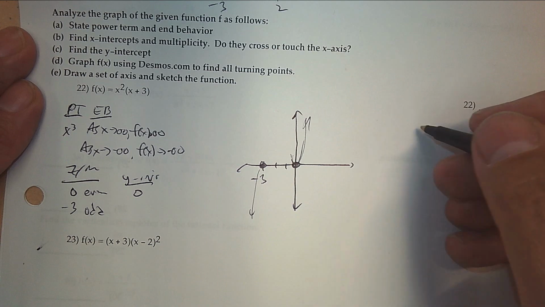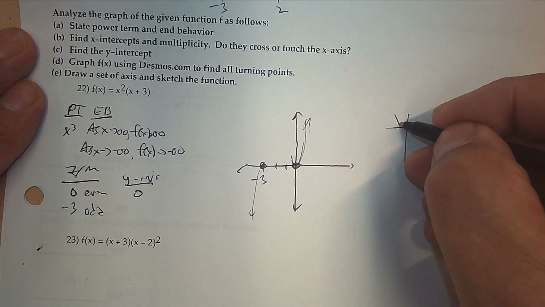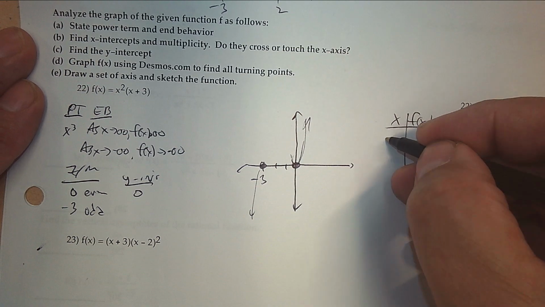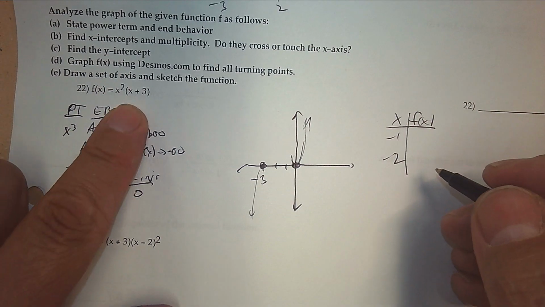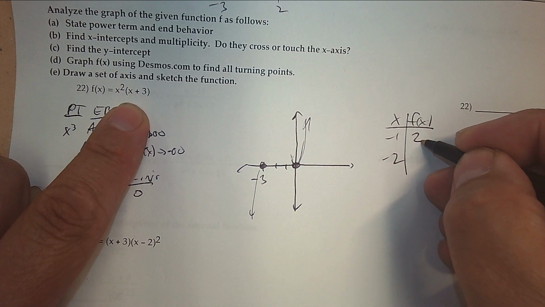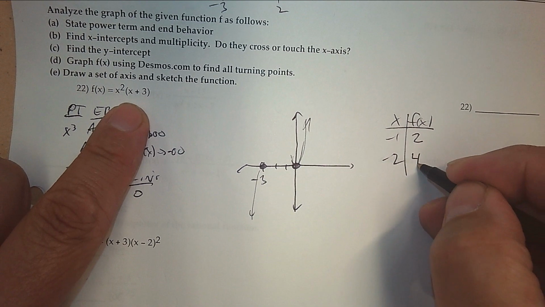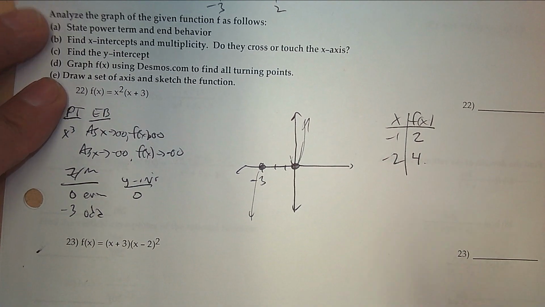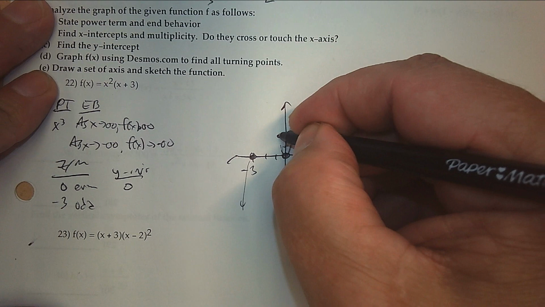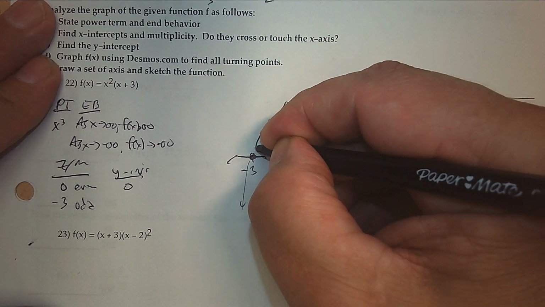So there's two x values I can definitely find that might help me. I'm going to plug in -1 and -2. So -1 gives me the answer 2 times 1, which is 2. Negative 2 gives me 4 times 1, which is 4. So that one's a higher turning point. So negative 1 and 2, and negative 2 and 4. We now have a good picture of our graph.